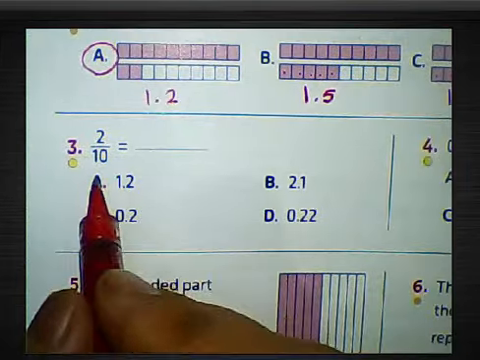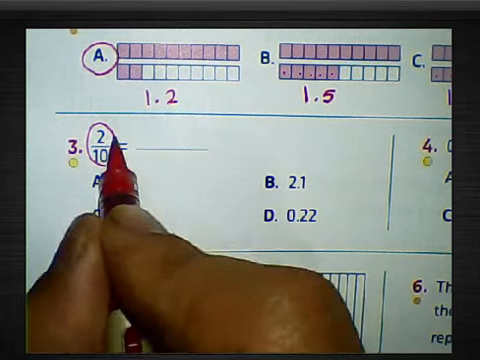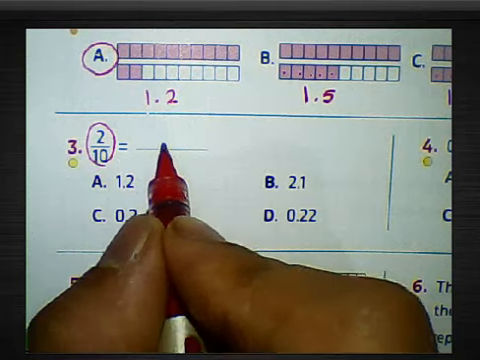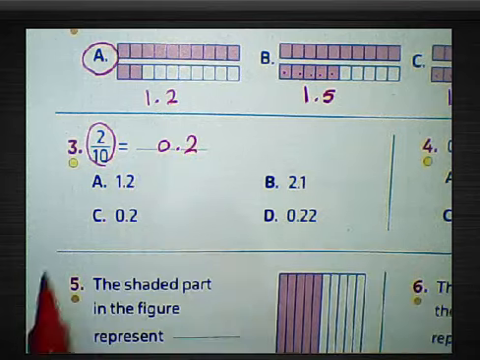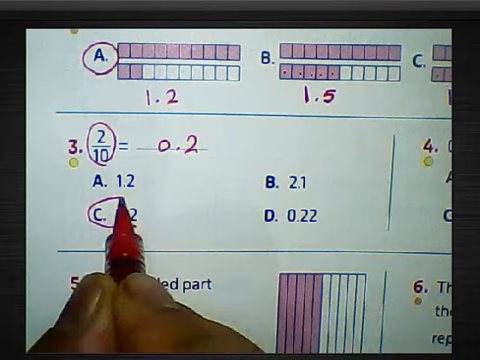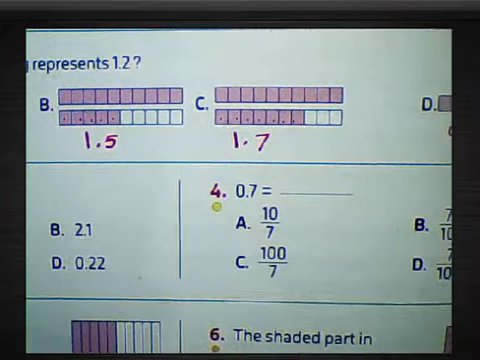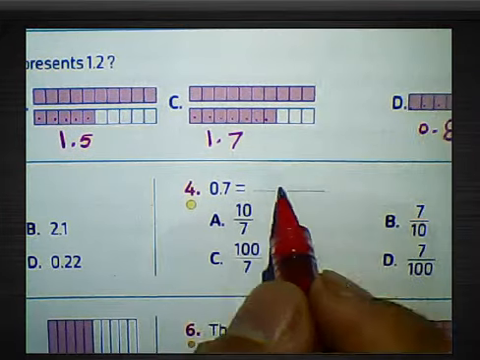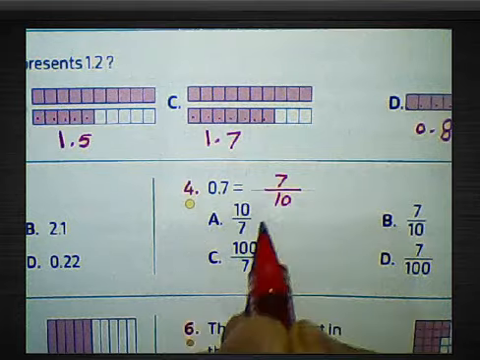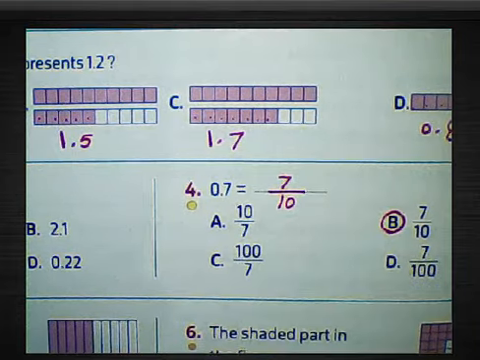Question number 3. 2 over 10 means 2 divided by 10. We must put the point after one digit. You must choose letter C for this example. Question number 4. 0.7 equals, B, it means 7 over 10. We must choose letter B for this example.